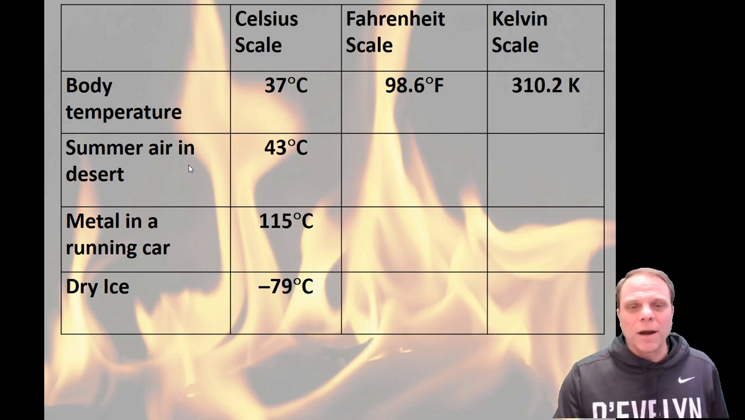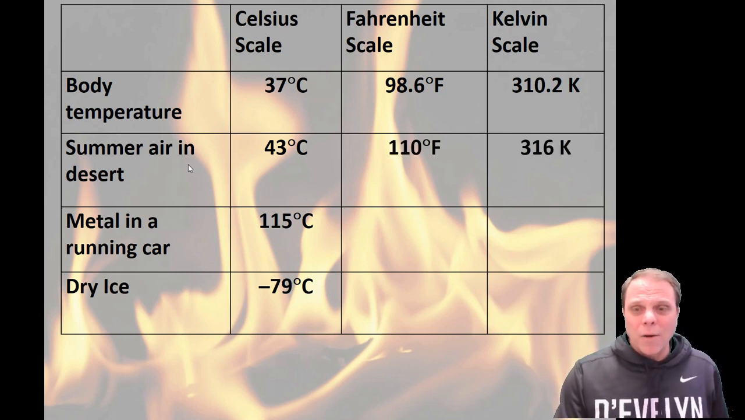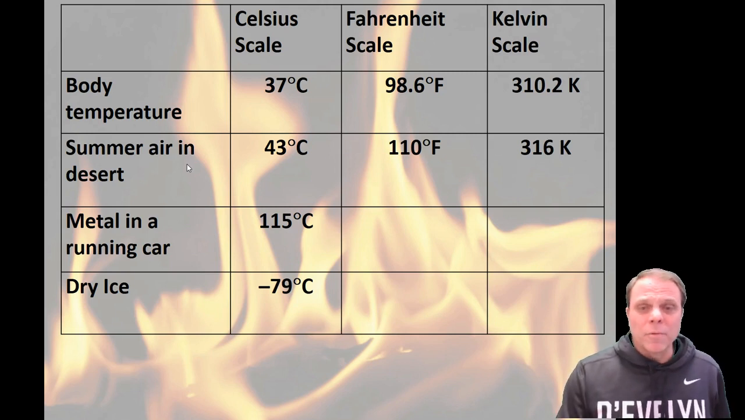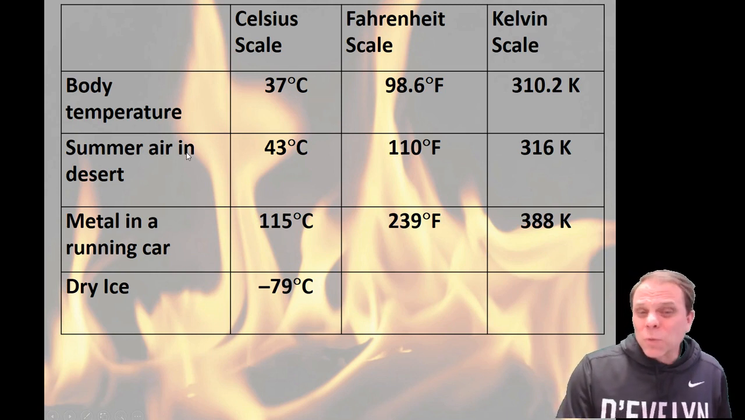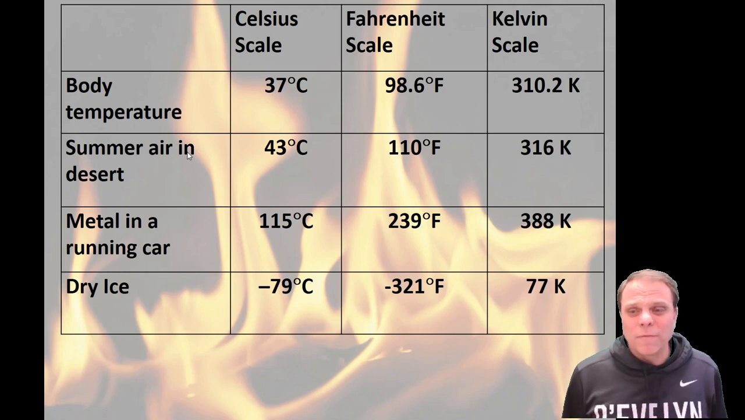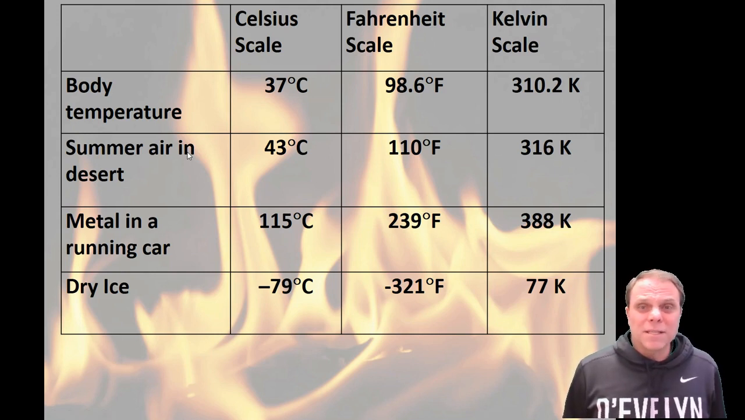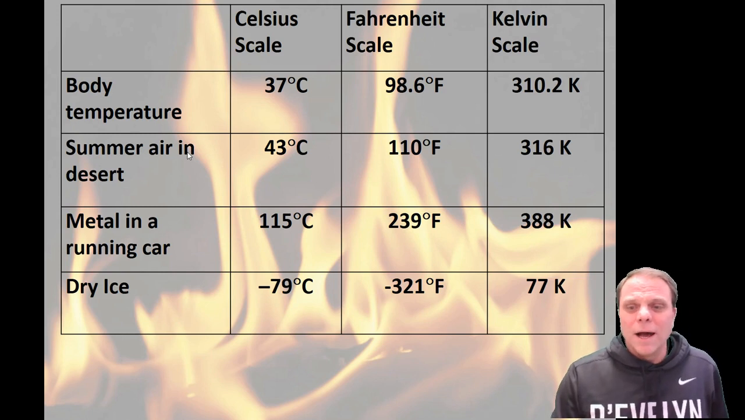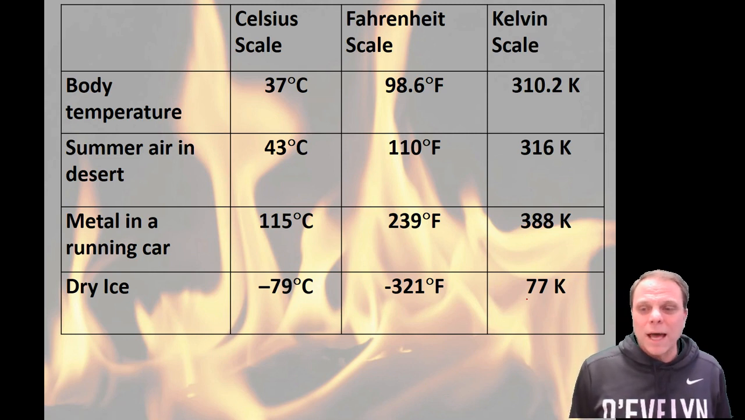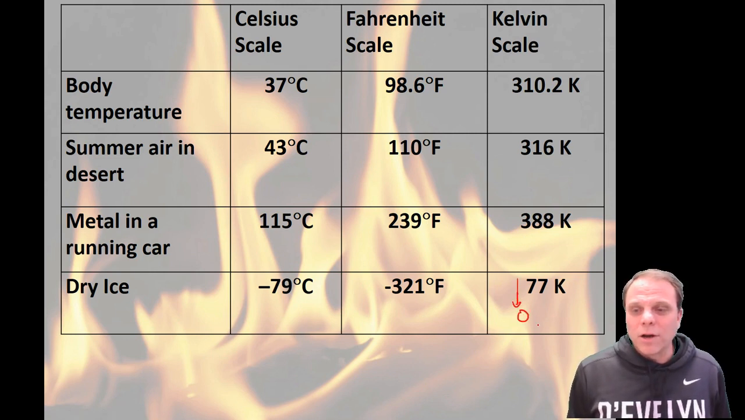So Celsius for summer air, 43, pretty hot, right? That's 110 Fahrenheit, 316 Kelvin. Metal in a running car, if it's 115 Celsius, we're talking about 239 Fahrenheit, 388 Kelvin. And dry ice, which is really cold, negative 79 Celsius, which is negative 321 Fahrenheit, and 77 Kelvin. This is really, really cold stuff, right? At 77 Kelvin, we've only got 77 more degrees to go down to hit zero.